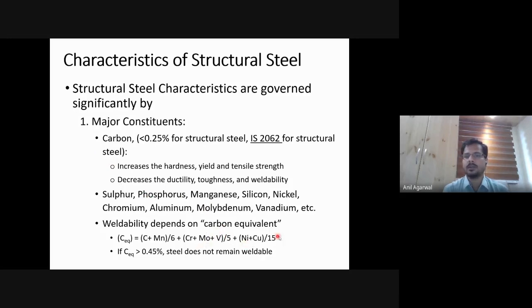And if you put too many of these other metals, you compromise the weldability. From the weldability point of view, you need to keep the carbon content low, because if you increase the carbon content, the material becomes less ductile and less weldable, more brittle, less tough. If you keep the carbon content low, you increase the ductility, the toughness, and the weldability. So steel with low carbon content is more weldable than steel with high carbon content.